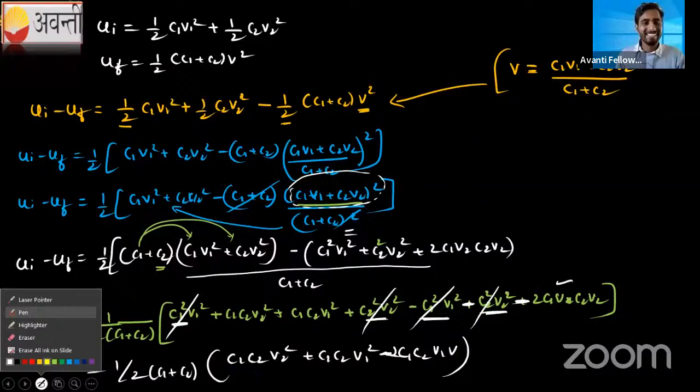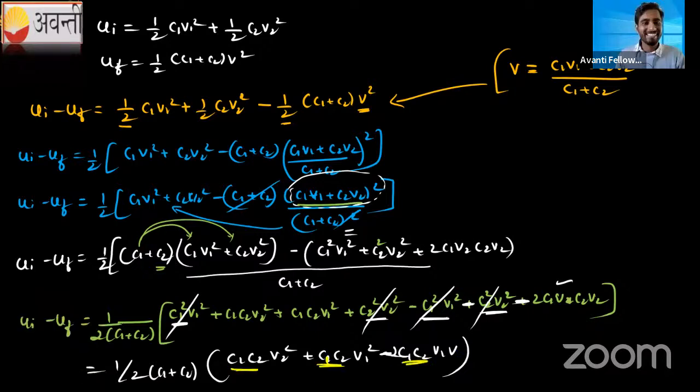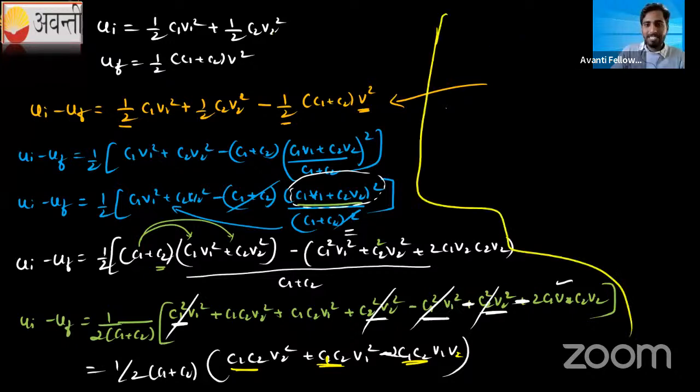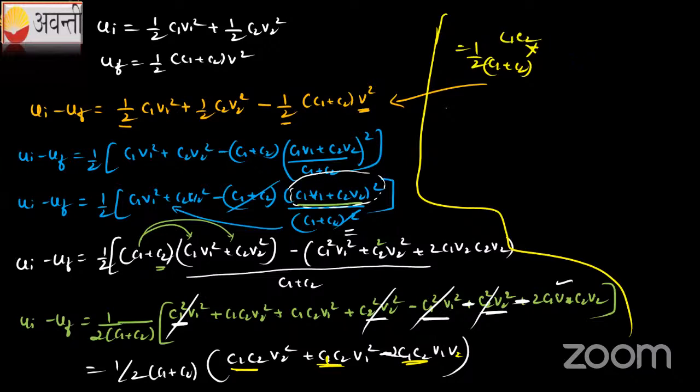Okay, look here. All the terms, we can take C1, C2 as common. Correct, right? Okay, I have taken common. After taking common, look at what we get. I will write over here. After taking common, that one, half C1 plus C2, into take C1 C2 common. If I take C1 C2 common, what will I be left with? Look here: V2 square plus V1 square minus 2 V1 V2.